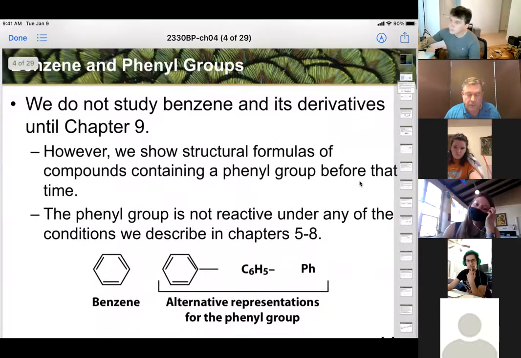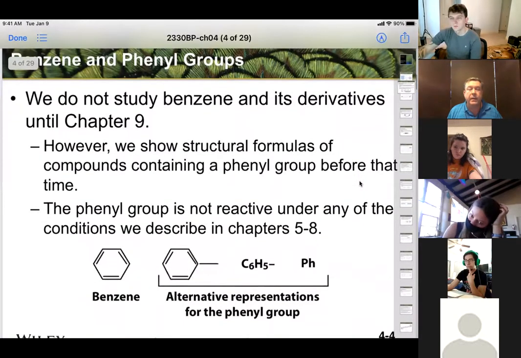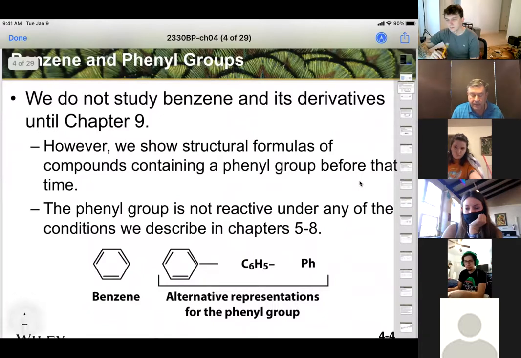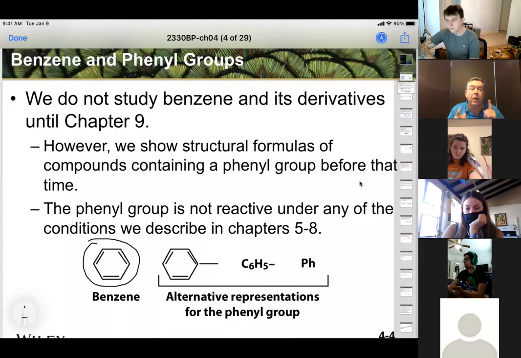Okay, so while we're not going to study that, we need to realize that this structure shows up as a substituent on a lot of things. And so the reactions we're going to talk about in the next few chapters do not work on benzene rings. That's why we separate it out into a completely different thing. But we need to have the concept that a benzene ring, which is just 6 carbons with alternating single and double bonds, is really an alkene, but it doesn't react like an alkene. That's why we separate it out.